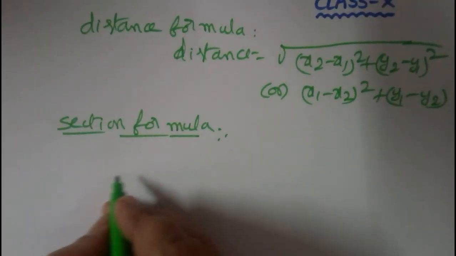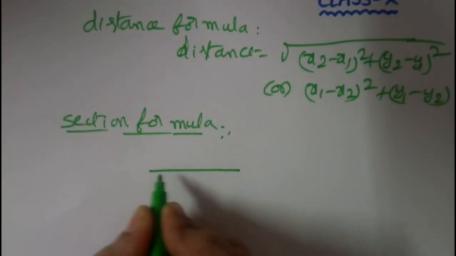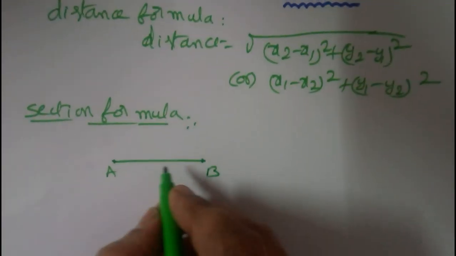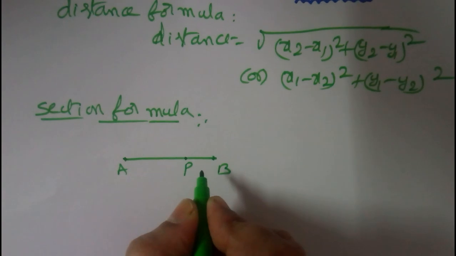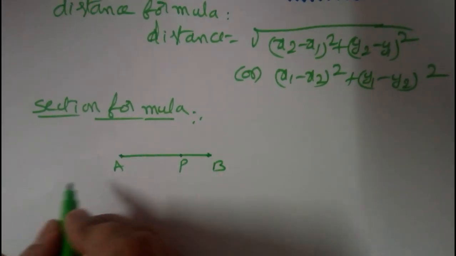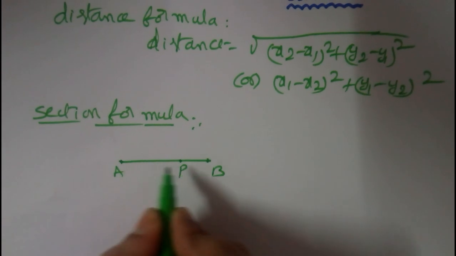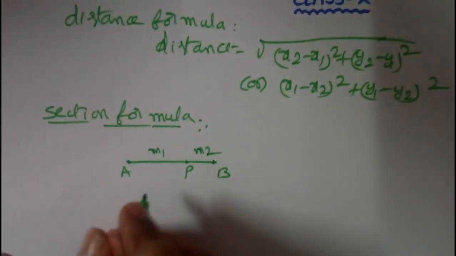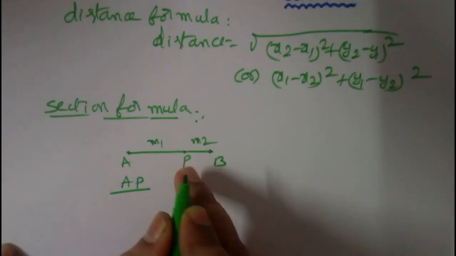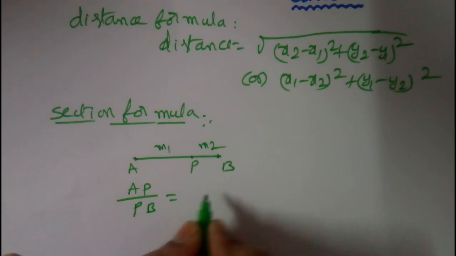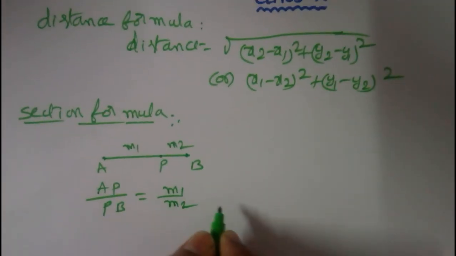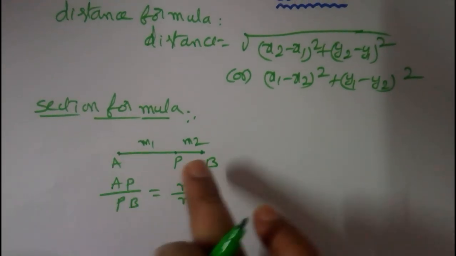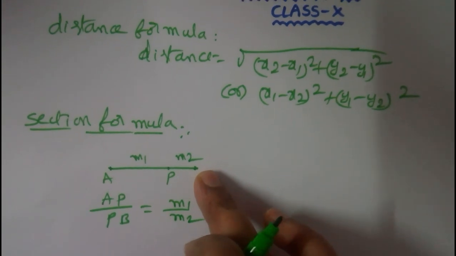First we will see, suppose AB is a line segment. P is a point on the line segment. So here P divides the line segment AB in the ratio m1 is to m2. Then we can write AP by PB is equal to m1 by m2. Then AB is said to be divided internally.